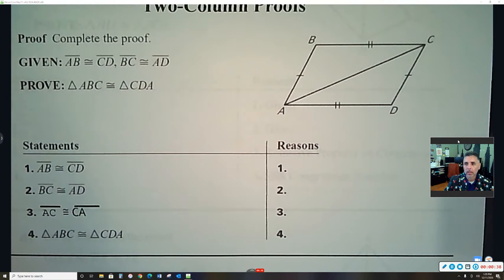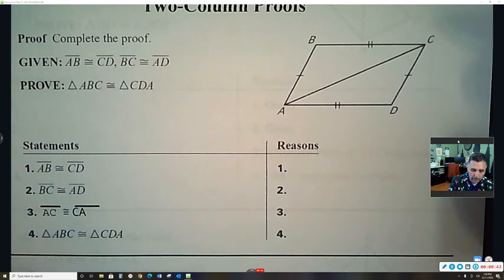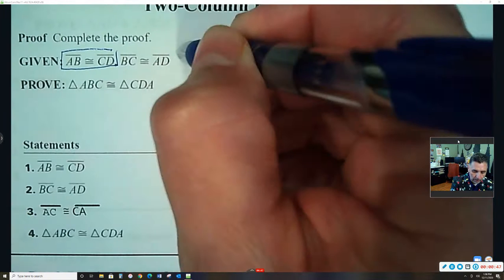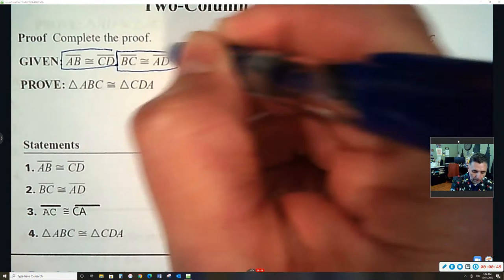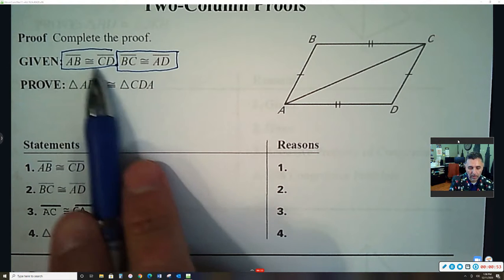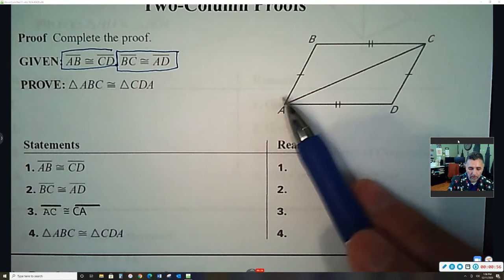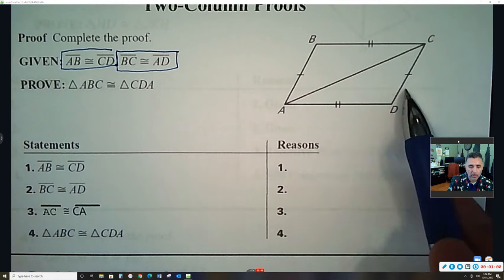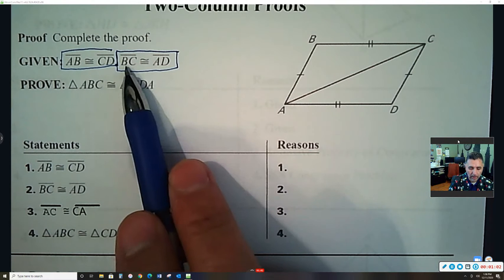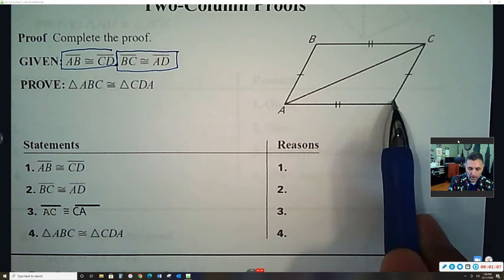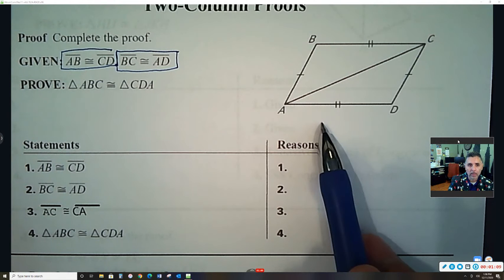So then what I want to do, remember from the notes, you always want to start off with the given statements. Okay, you want to verify two things. First, you want to verify that they're in the diagram, AB and CD. So here's AB, here's CD, and they are marked in the diagram. And then the other thing is side BC and side AD. So here's BC and here's AD. And they also are marked off in the diagram.